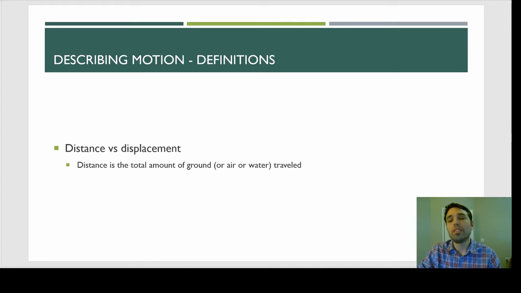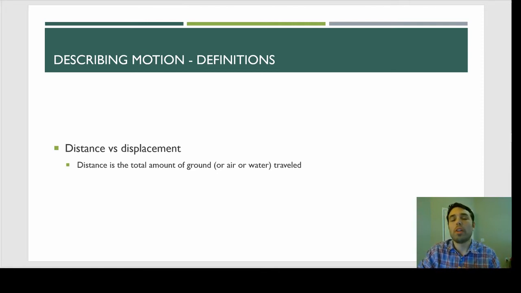Distance is the total amount of ground or air or water that you travel through on a journey, right? So let's say you start at your house, you go across the street to the gas station, and you go to the movies with friends across town, and you come home. Your distance would be every leg of that journey added up, right? So maybe it's 20 miles or however long it is. You add everything you did up.